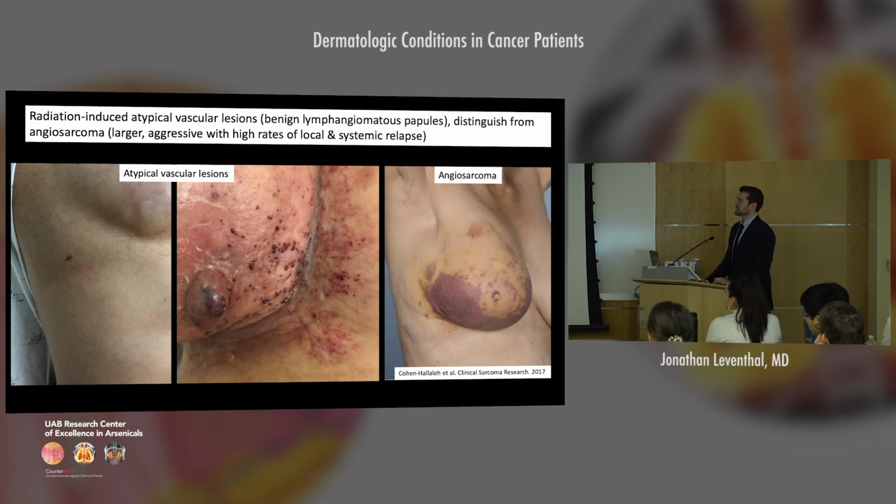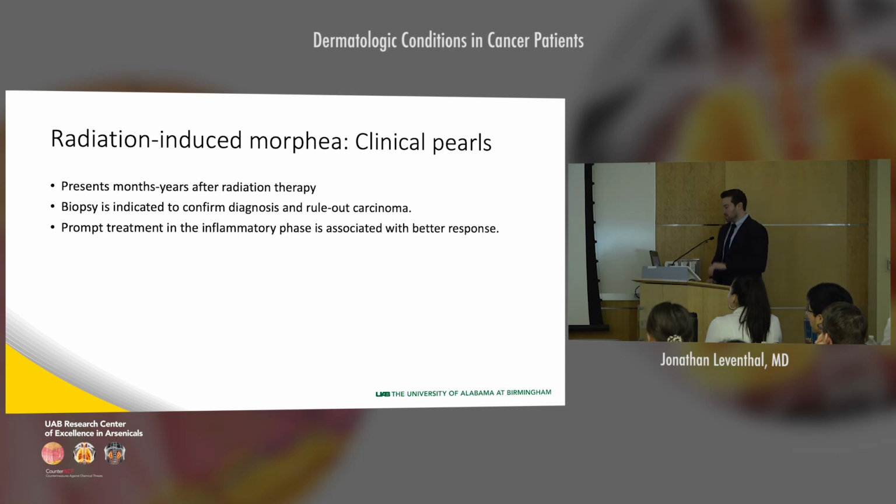Then there's, on the other side of the spectrum, angiosarcoma induced from radiation. This is really severe, tends to have a very poor prognosis with high rates of local and systemic relapse. So biopsy any lesions that look concerning. And so the takeaway pearls from radiation-induced morphea is they can happen months to years after radiation. You want a biopsy, and I'd say the most important takeaway is you want to treat these patients early on in the inflammatory phase before that debilitating scarring and contracture happens.